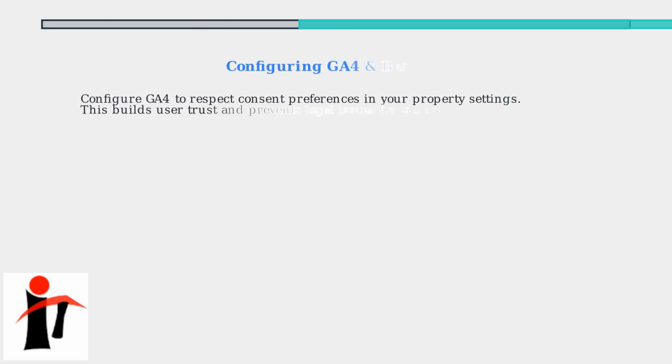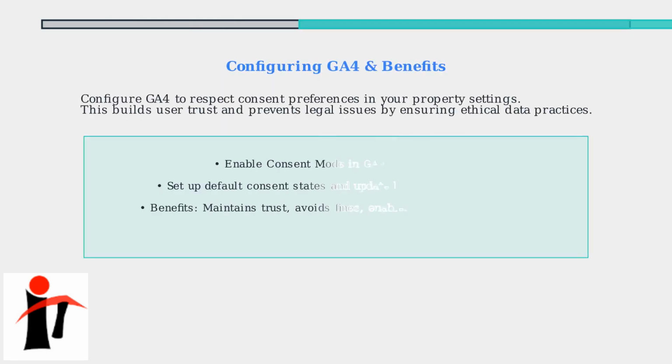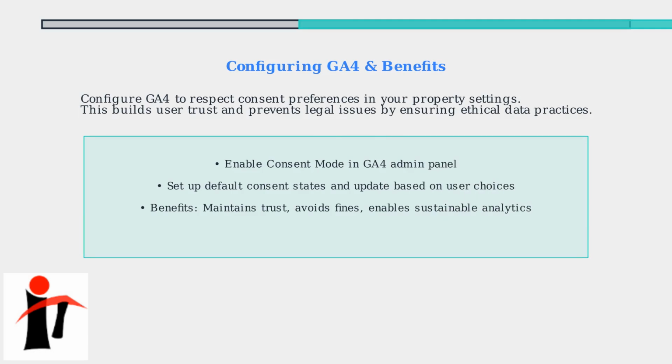To configure GA4, go to your GA4 property settings and enable consent mode. Set default consent states and ensure the system updates based on user interactions with the banner. This configuration ensures data is only collected with permission, fostering trust and helping you avoid potential legal repercussions.